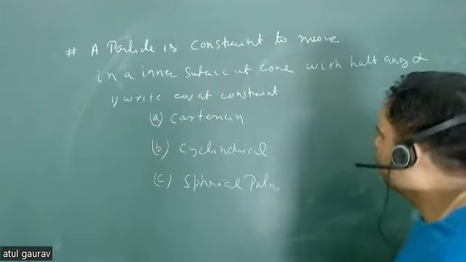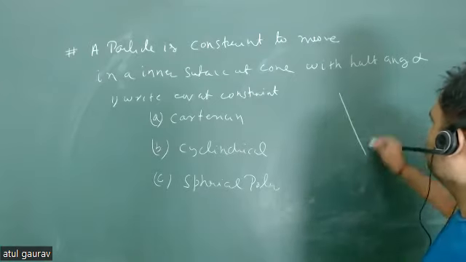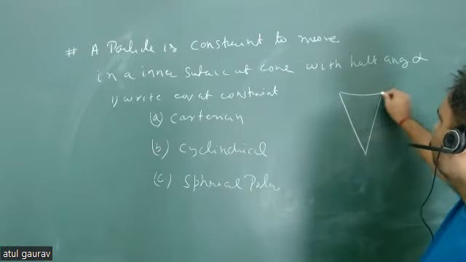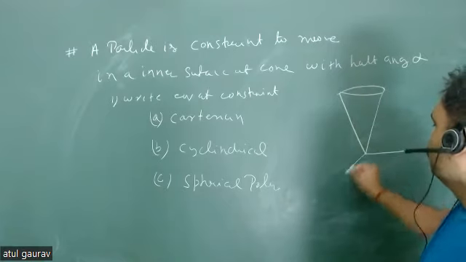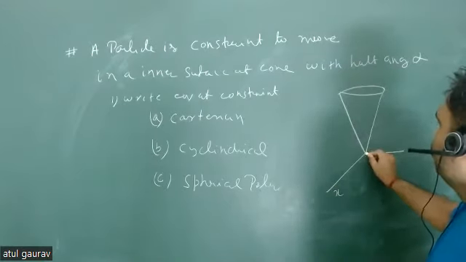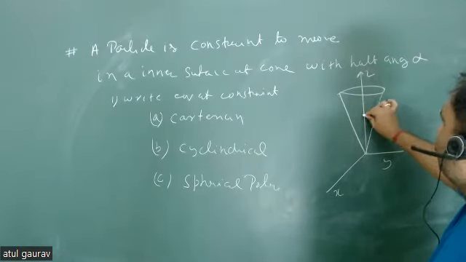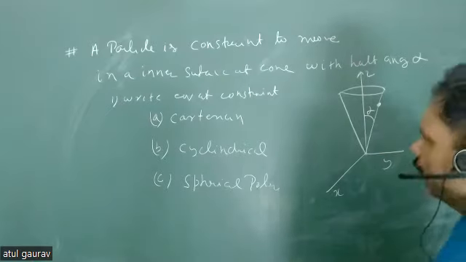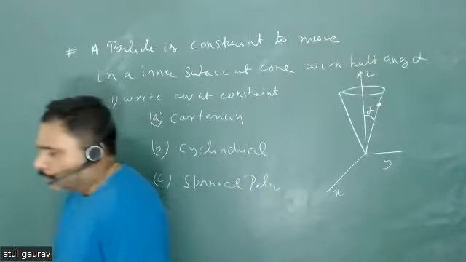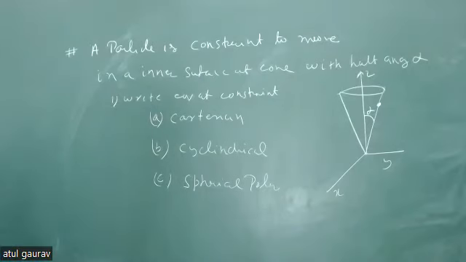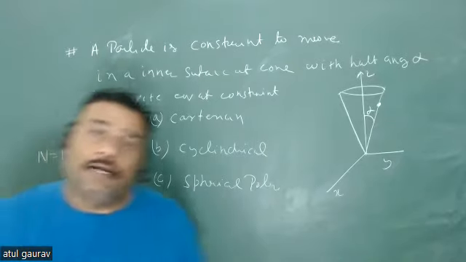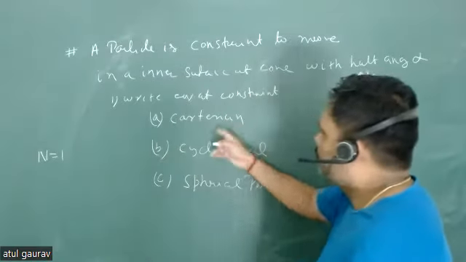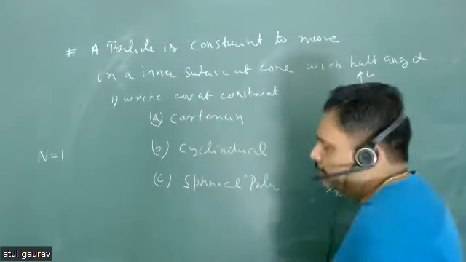इस problem को हम लोग कैसे करते हैं वो जरा देखने की कोशिश करते हैं. What is the configuration? कुछ ऐसा ही है ना? Suppose I assume this is my x, this is y, and this is my z axis. Half angle means this angle is alpha, and your particle is somewhere here. So what is the value of n here? 1. n is equal to 1. And we have to write the equation of constraint first in Cartesian coordinates.